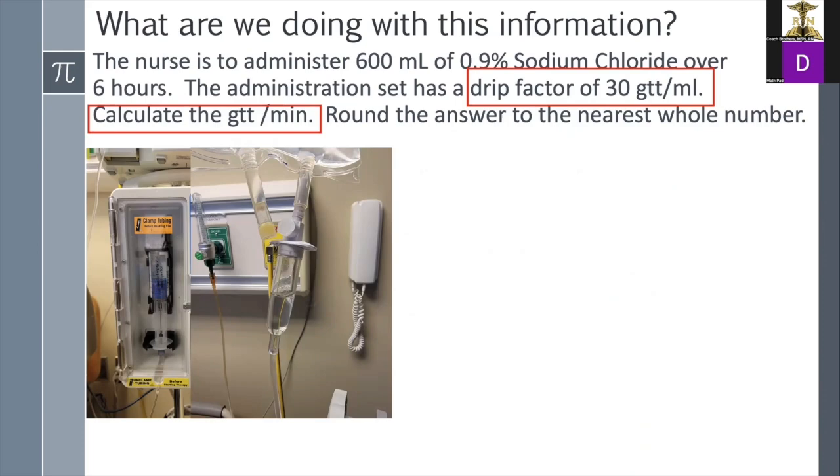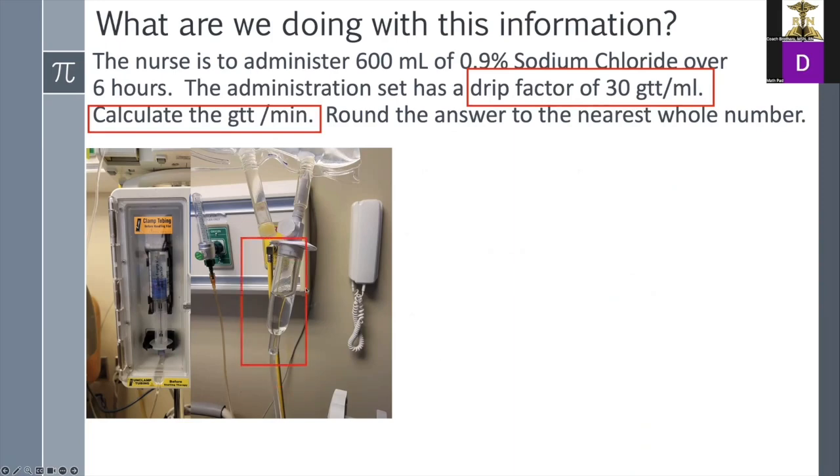In this problem, we have 30 drops per milliliter. So again, those drops are about twice the size of the 60 drops because 30 is half the size of 60. That means it takes 30 drops out of this bag to equal 1 milliliter. The drip factor is telling you the size of the tubing that I'm using. That's important because if I'm going to calculate drops per minute, I need to know how big the drops are. Okay, we quantify those in this 30 drops per 1 milliliter.